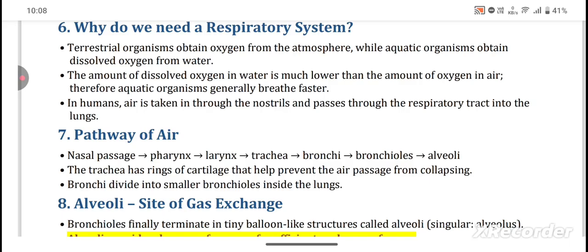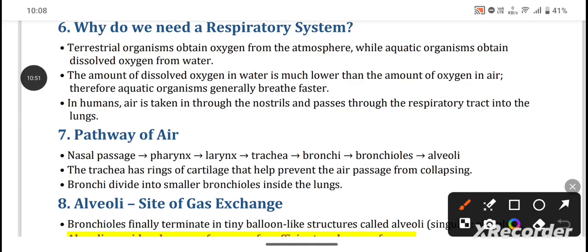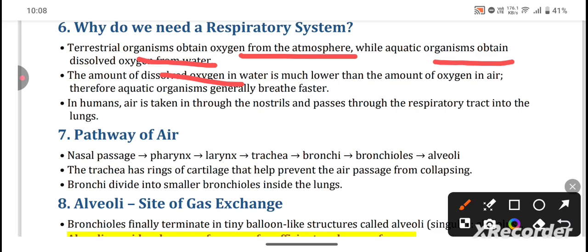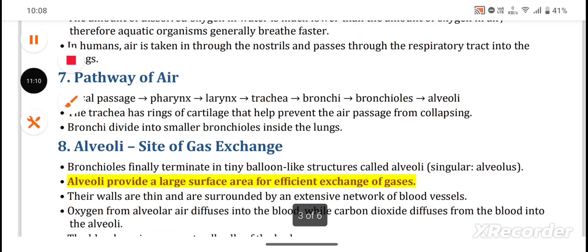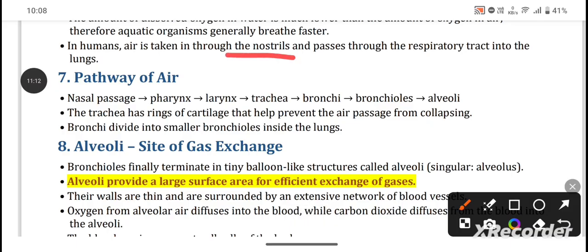So this respiratory system tends to be different in different kinds of organisms. When you see terrestrial organisms, they obtain oxygen from the atmosphere, while aquatic organisms obtain dissolved oxygen from water, and the amount of dissolved oxygen in water is much lower than the amount of oxygen in air. Therefore, aquatic organisms generally breathe faster. In humans, air is taken through the nostrils and passes through the respiratory tract into the lungs.